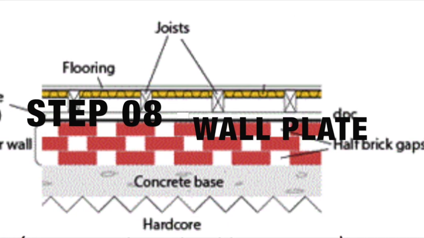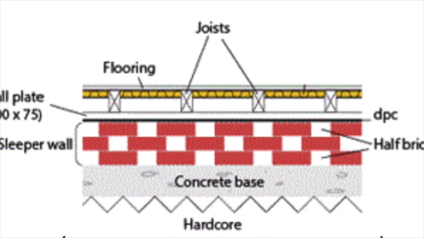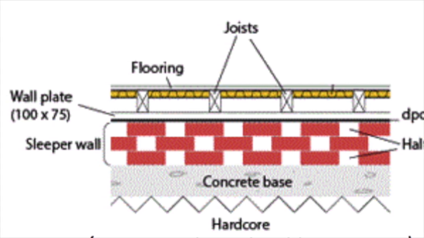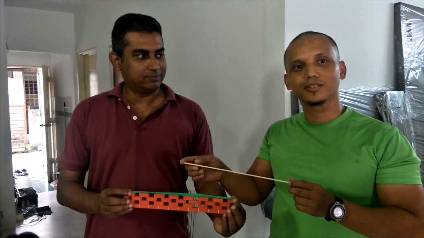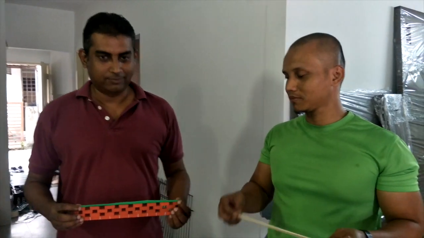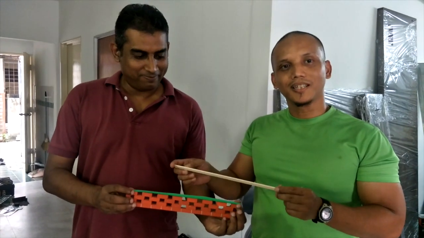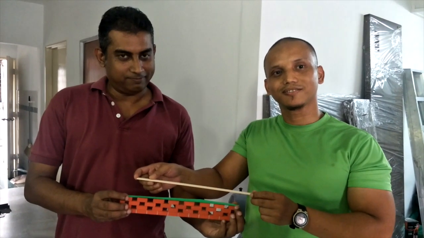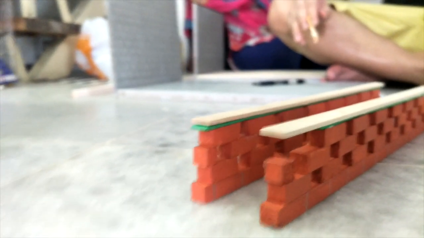Wall plate. The main function of wall plate in suspended timber ground floor is to support the floor joist, or where the floor joist will rest on. The wall plate should be bedded on the blockwork. Generally, the measurement for the wall plate is 100 millimeter times 75 millimeter in thickness and width. The length of the wall plate should not be less than 3 meter. On the working model, we are using basswood strip where it is bedded above the DPC.